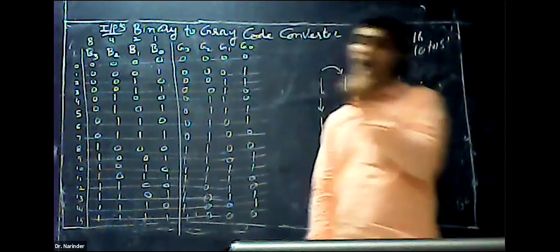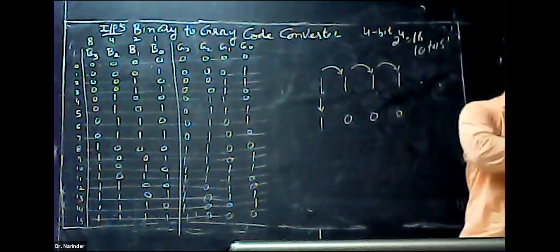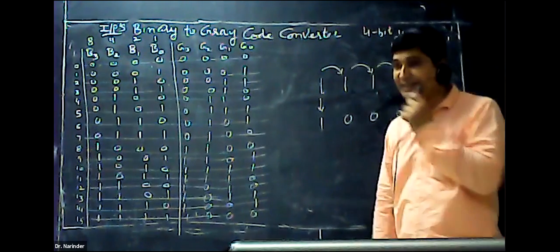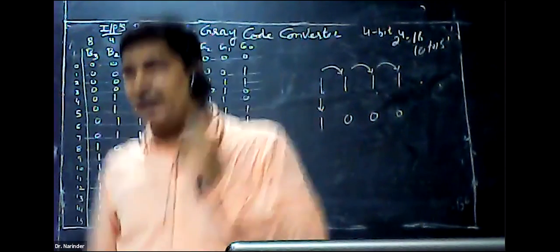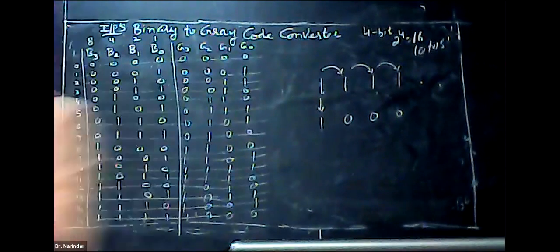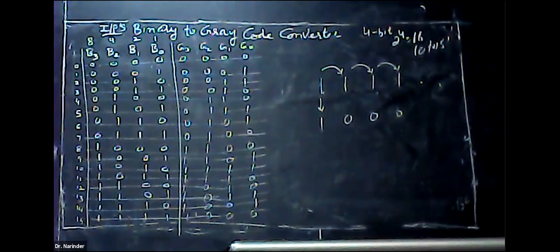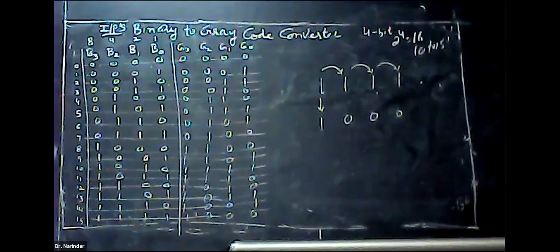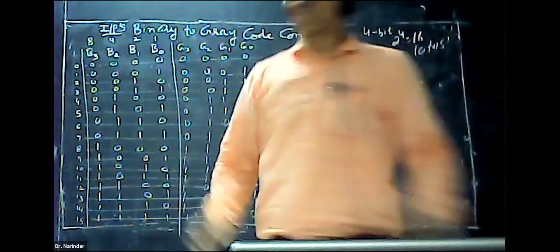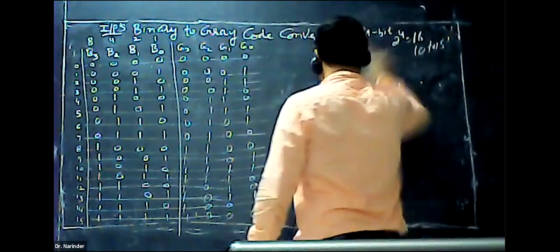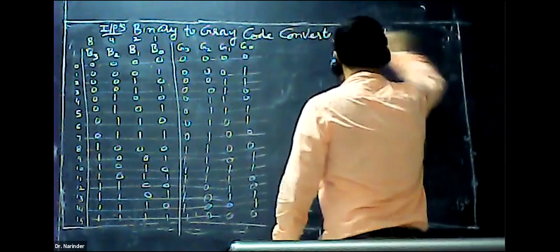So the truth table of the binary to gray code converter has to be completed in this way. After that, we will design the circuit by using K-maps.